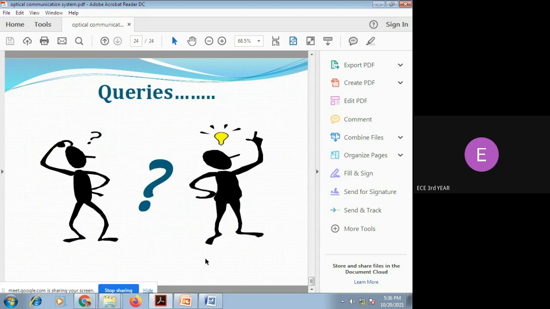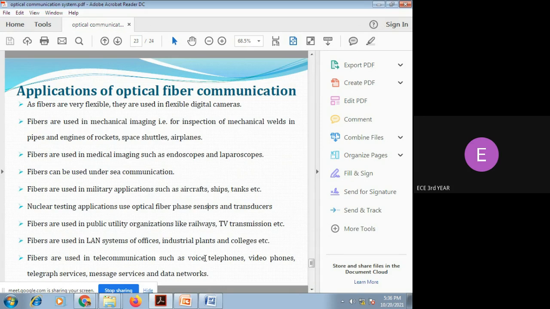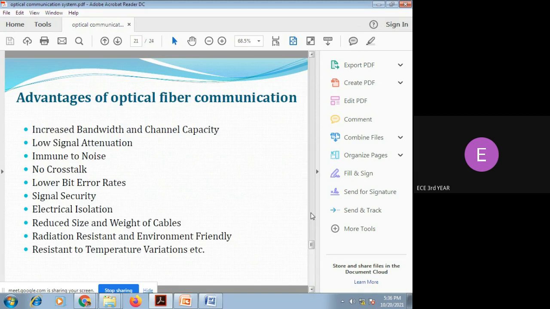This is the main advantage of our fiber optic communication system: mainly high speed with long distance communication, increased bandwidth, no crosstalk, and signal security. These are the main advantages, and also the reduced size and reduced weight of the cables.